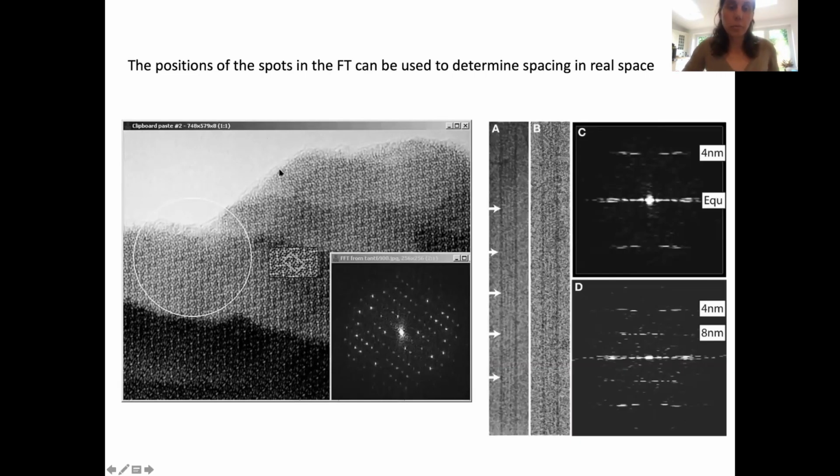So this is an example of images of repeating units. So this is a 2D crystal, and these are microtubules, which have a helical arrangement, and you can see the spots. So from the distance of these spots to the center, you can work out, using the formula I showed you, what is the real space distance of the repeats.